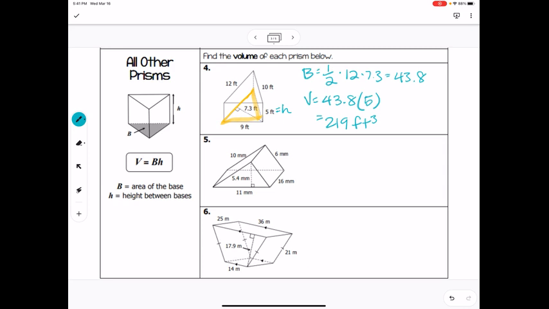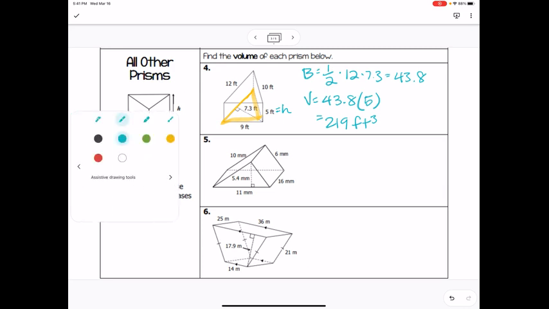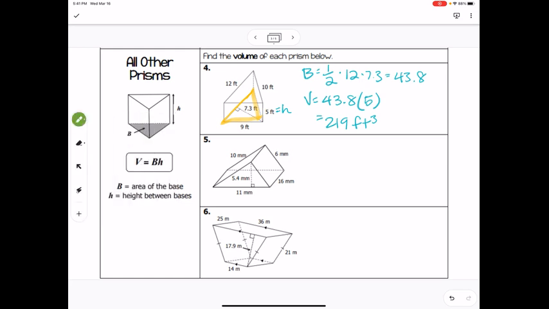All right, so at this point, I'm going to have you work on number 5. So number 5, this triangle right here is going to be our base. We notice we have an identical triangle in the back. So that is what you're going to need to calculate for your big B.